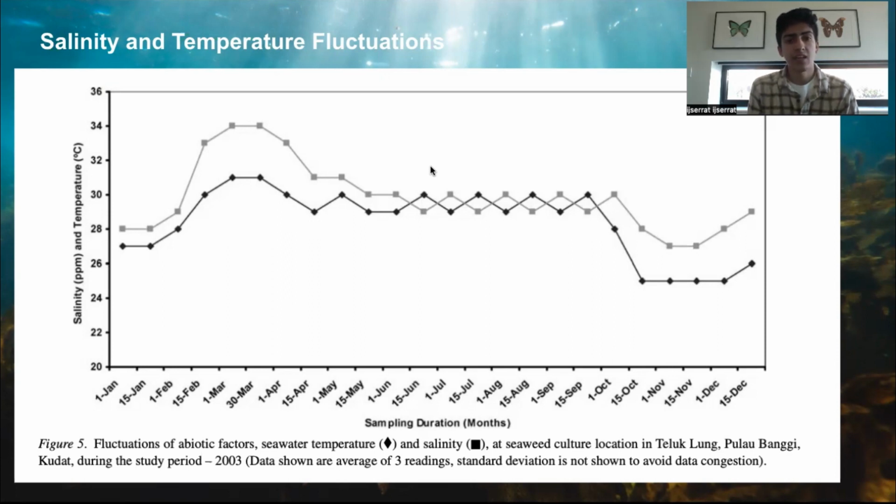Here we have a figure on salinity and temperature fluctuations and how they affect epiphyte occurrences. This follows back to what Ivan was saying in his previous slides. Occurrences of epiphytes are highest when there's high salinity and high temperature, and this happens during late February and early March. As time goes on, we can see that when salinity and temperature go down, so do epiphyte occurrences.